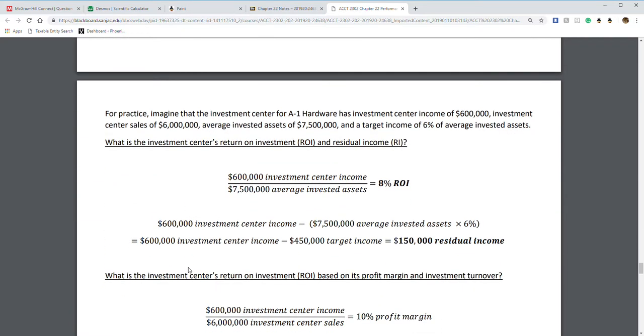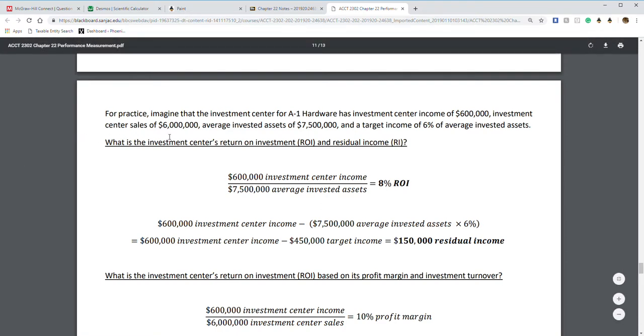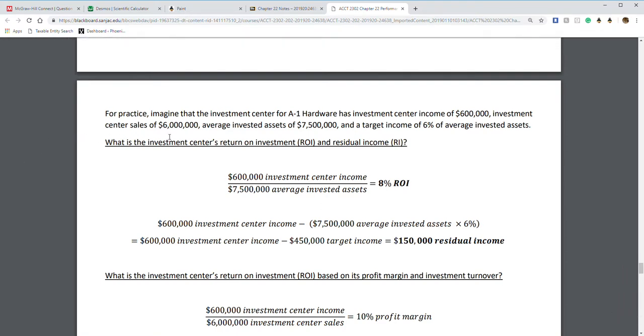So let's use A1. And A1's back, and it's got investment center income of $600,000, investment center sales of $6 million, and average investment assets of $7,500,000. And they want a target income of 6% of average investment assets. So how does this work?